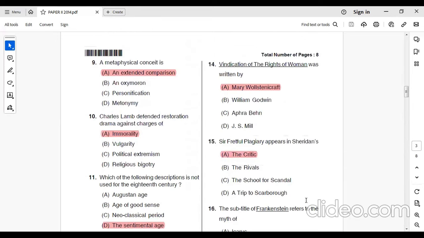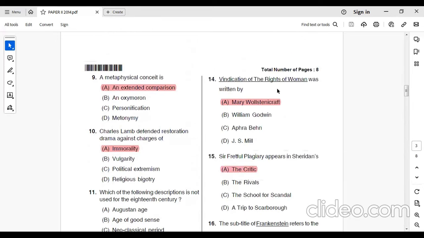So question number 14. Vindication of the Rights of Woman was written by whom? It's written by Mary Wollstonecraft. It's written on political and moral subjects. And Mary Wollstonecraft is a British philosopher as well as a women's rights activist.